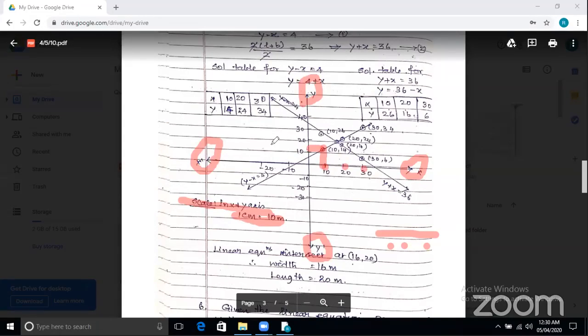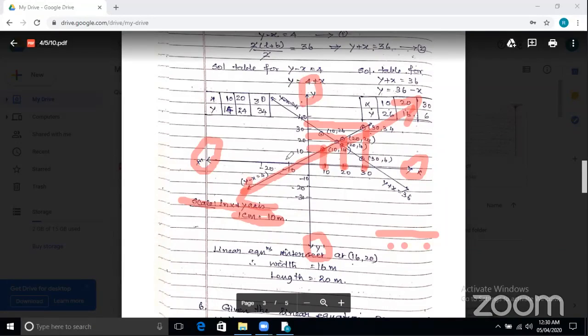Now again 20, 24. This is 20, and 24 is somewhere here. Any doubt? Then 30, 34. This is 30, 34 here. If all the points are in one line, check. If it is in one line, then your graph is correct. You have to put the arrow mark here. Any doubt?